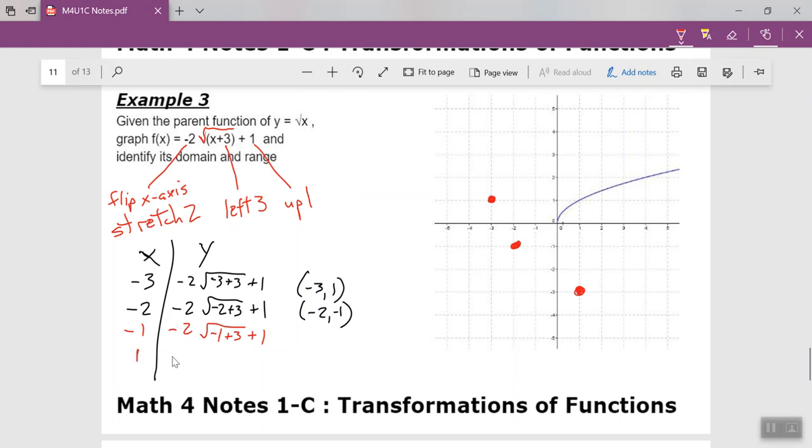All right, let's jump all the way down to 1. And that is 1 plus 3, which is square root of 4 is 2. That gives me negative 4, negative 2 times 2. Negative 4 plus 1 is negative 3. And that is that guy right there.